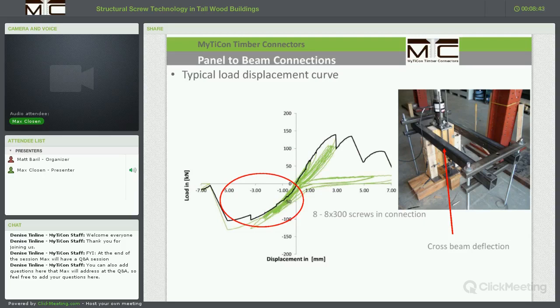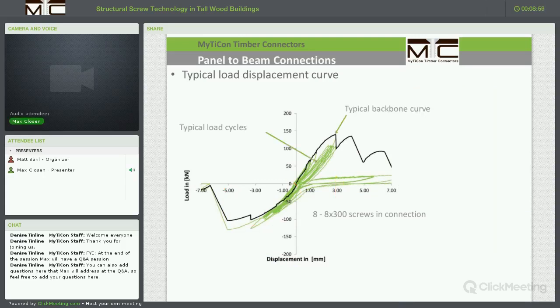This happened because there was a little bit of deflection in the hold down steel beams here. We have to keep in mind that we talk about very small deflections here of only about 3 millimeters, and even if the steel beams just deflect 0.5 millimeter or 1 millimeter, we have an impact on our load displacement curves. So the typical curves again have load cycles and backbone curves plotted in black and green.